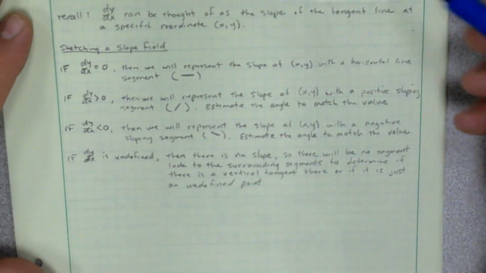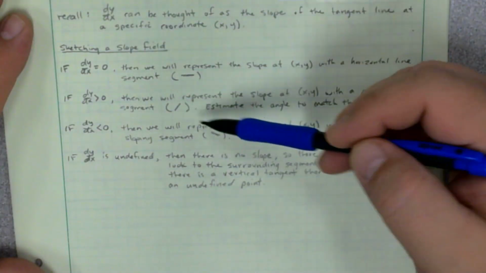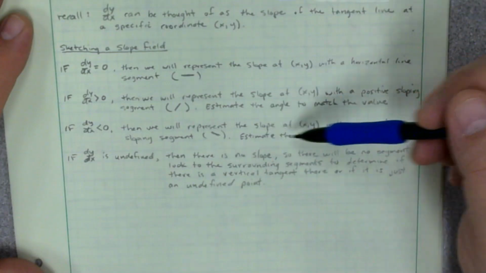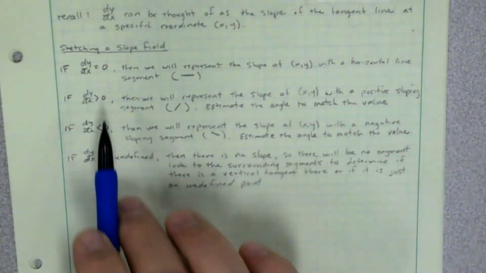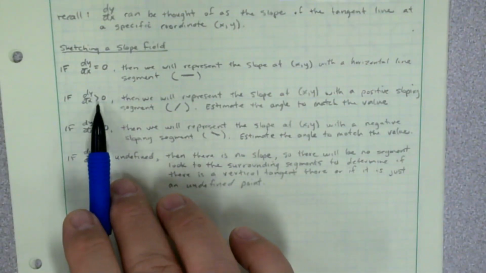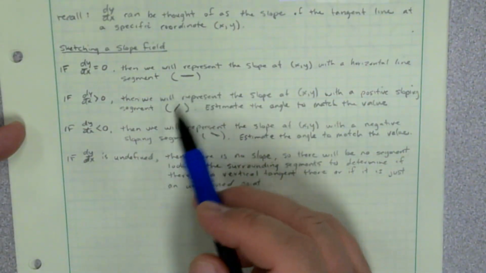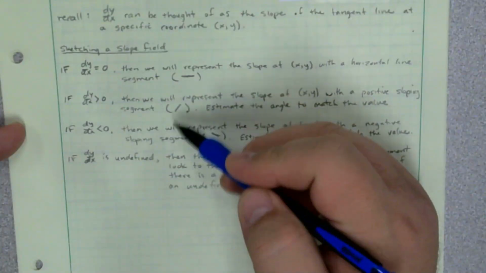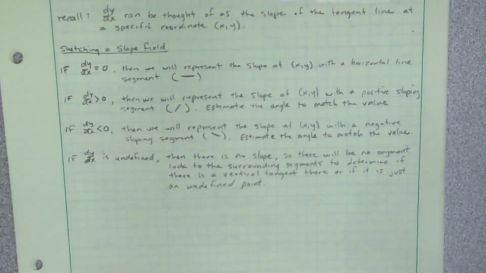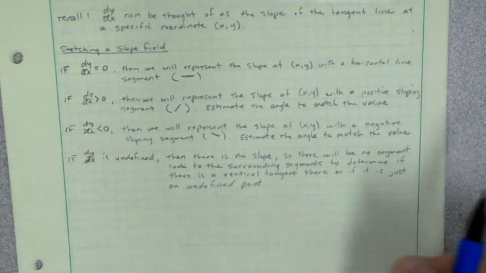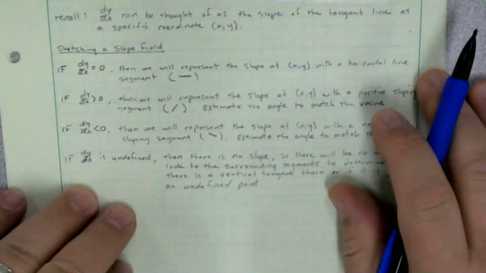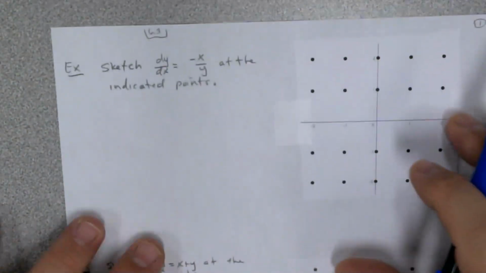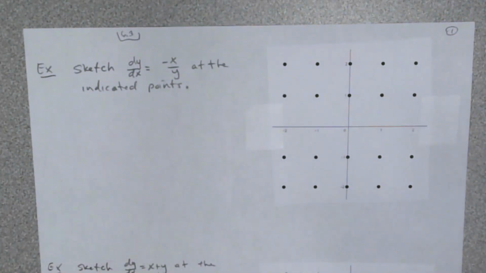For the positive and negative slopes, you're going to estimate the angle to match the value. So if I have a slope that's positive 1, I'm going to try and draw a segment that has a slope of 1. If I have one that has a slope of 5, I want it to be much steeper than the one that has a slope of 1. I'll show you some techniques for that in just a moment. We're going to draw some sketches out, and I'll walk you through this process. I have quite a lot of examples, but I may not do them all.